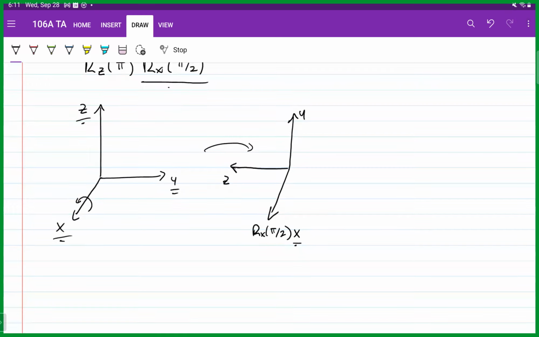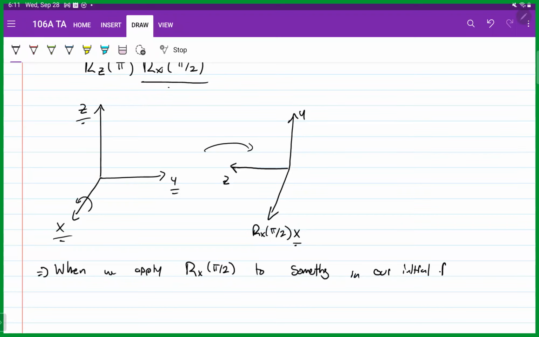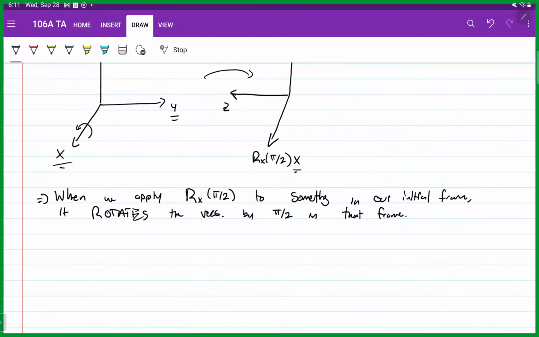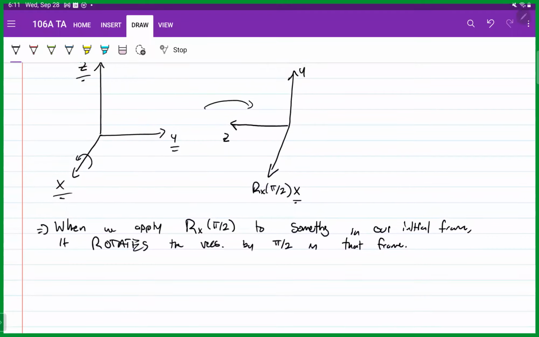Sure. So when we apply Rx pi over 2 to something in our initial frame, it rotates all vectors by pi over 2 in that frame. Oh, so we're still assuming it's with respect to a fixed frame?